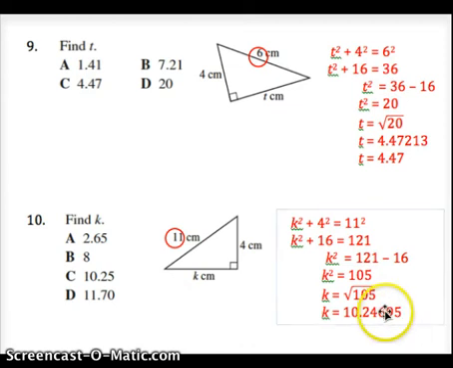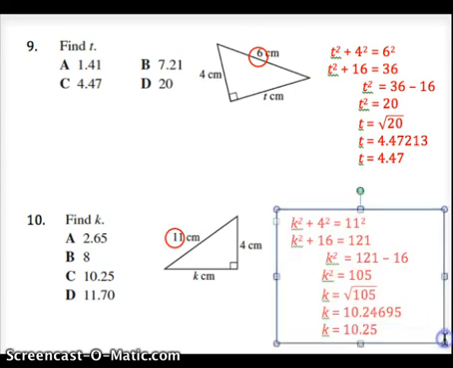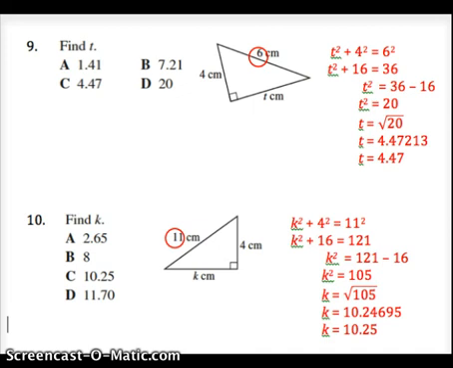10.24695. Now we need to round it to 2 decimal places because all our answers are 2 decimal places. So 10.24, the 4 is the second decimal place. Looking at the third decimal place, which is the 6. So that 6 that we're looking at now, that's 5 or more. So we need to round the 4 up in front of it to a 5. So we end up with k equals 10.25.